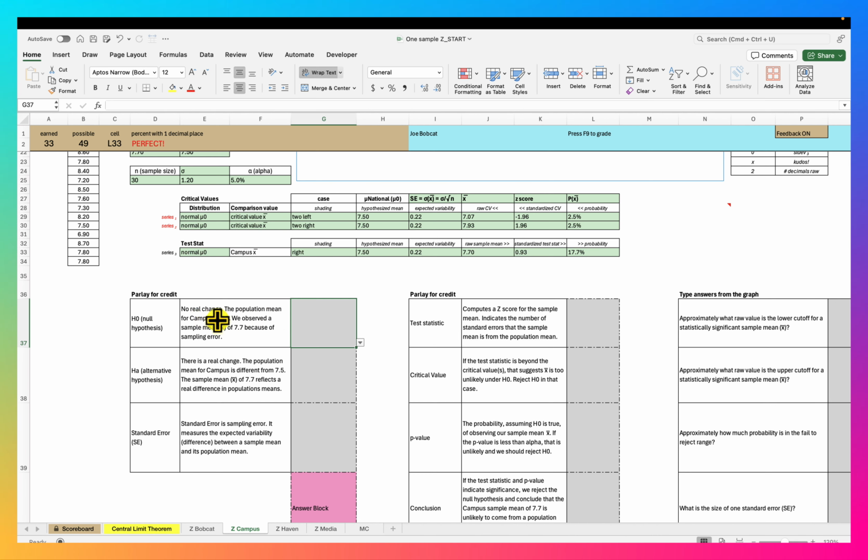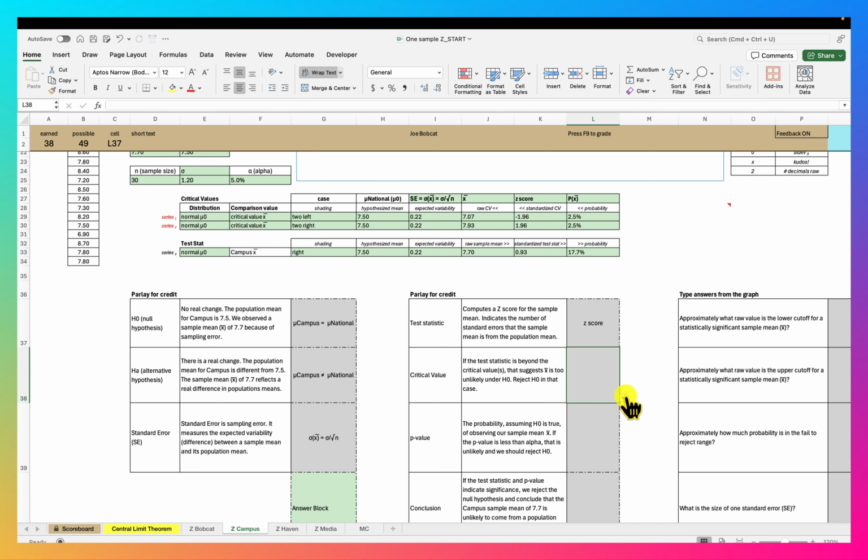So first, the null hypothesis is no real change. The population mean for campus is 7.5. We observed a sample mean X bar of 7.7 just because of sampling error. So that's how you say that. The two are the same. Or there is a real change. The population mean for campus is different from 7.5. There is a true difference in means. And the standard error is the sampling error and measures the expected variability. And we said that was going to be calculated by the standard deviation divided by the square root of the sample size. The test statistic is a z-score.